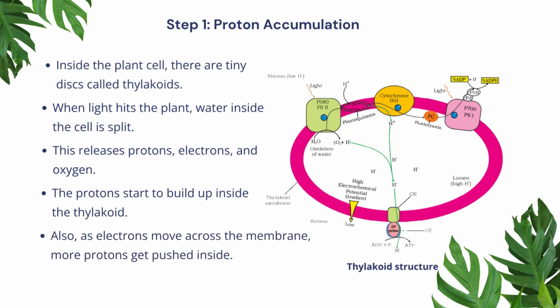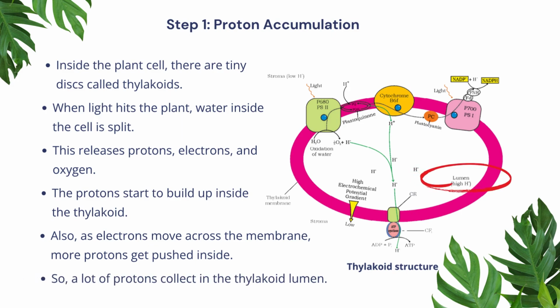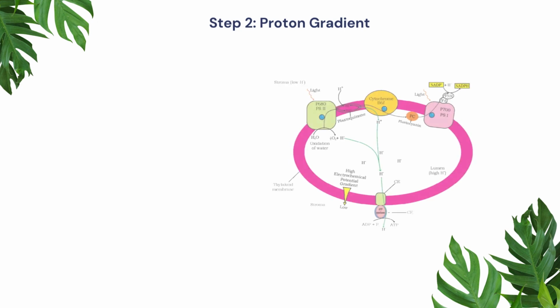Also, as electrons move across the membrane, more protons get pushed inside. So, a lot of protons collect in the thylakoid lumen.